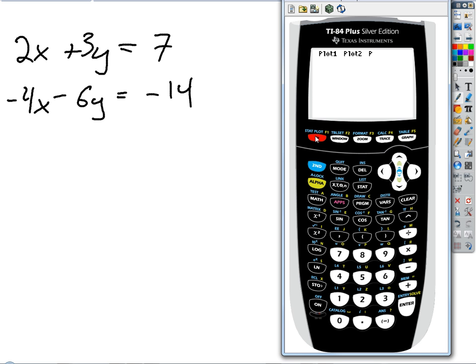Go back to the y equals menu. Watch, see now it's highlighted. Go up, come on buddy. Okay, so now if I hit enter, see how it highlights it? So now that one stays highlighted. I'll go down and unhighlight this one, so it's off. And then if I hit graph, doesn't change. So obviously they're the same line.